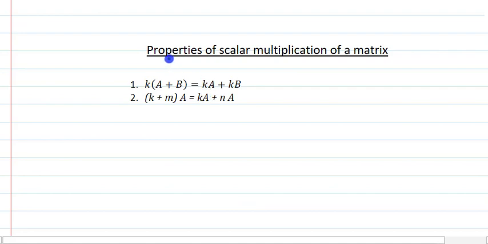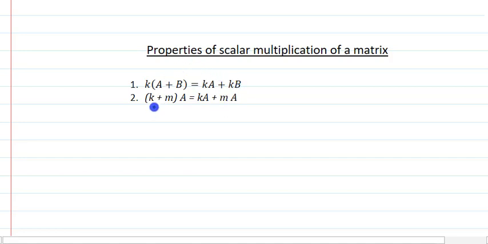Now let us discuss the properties of scalar multiplication of a matrix. The first property is when a scalar is multiplied by the addition of two matrices, that is, after adding the two matrices we multiply by a scalar, it is equal to that scalar multiplied by the two matrices separately and then they are added. The result remains the same, that is, K into (A plus B) is equal to KA plus KB.